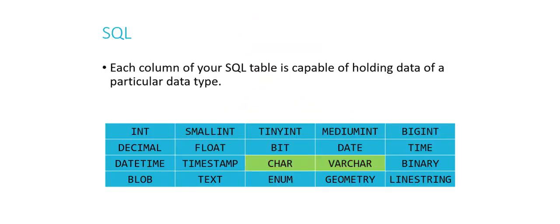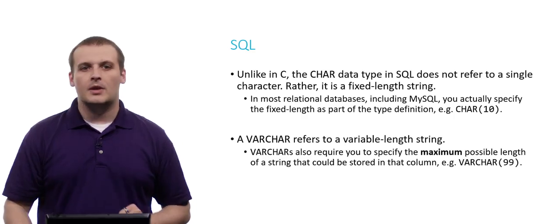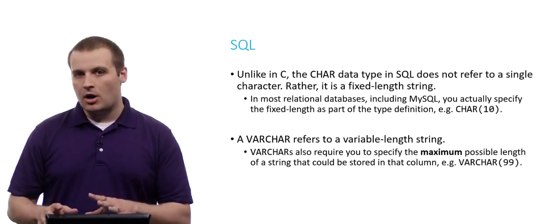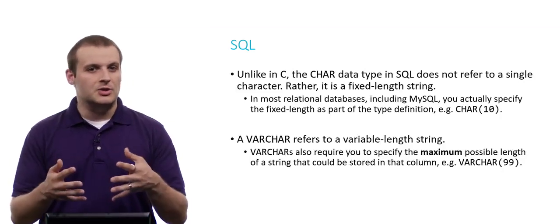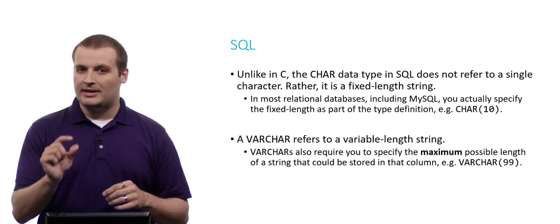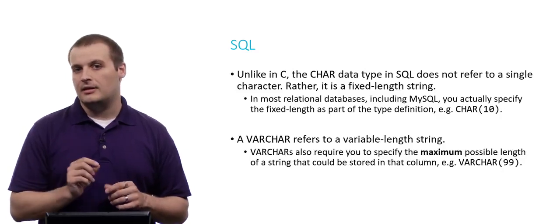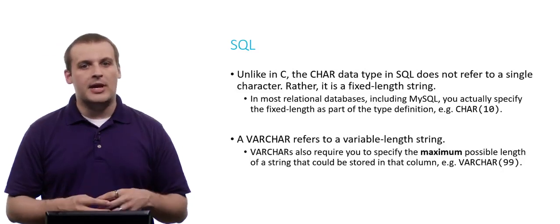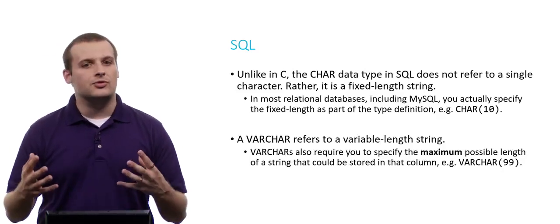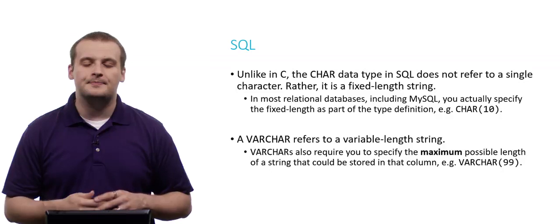There are also char and varchar, and these are not quite the same as what you might think they are in C. So let's just take a quick second to explain the difference between these 2 data types, which are pretty important. So unlike in C, char does not refer to a single character. It is actually sort of akin to our notion of a string, but with a caveat that that string is of fixed length. And typically when we specify a char or a varchar type, we have to specify the length of that string at the outset, just like we do in C.